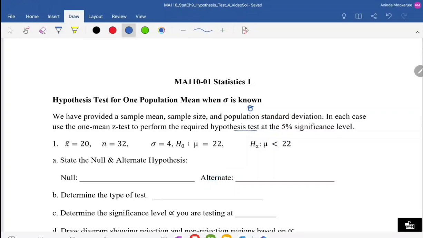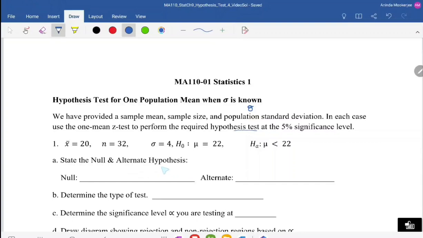Okay, so what is the data they've given us? They've given us X bar, the sample mean, is 20, and N equals 32, which is the sample size. Sigma, the population standard deviation, is 4, and the null hypothesis states mu equals 22. The alternate hypothesis claims that mu is less than 22. And the first step in any hypothesis test is to state the null and alternate hypothesis.